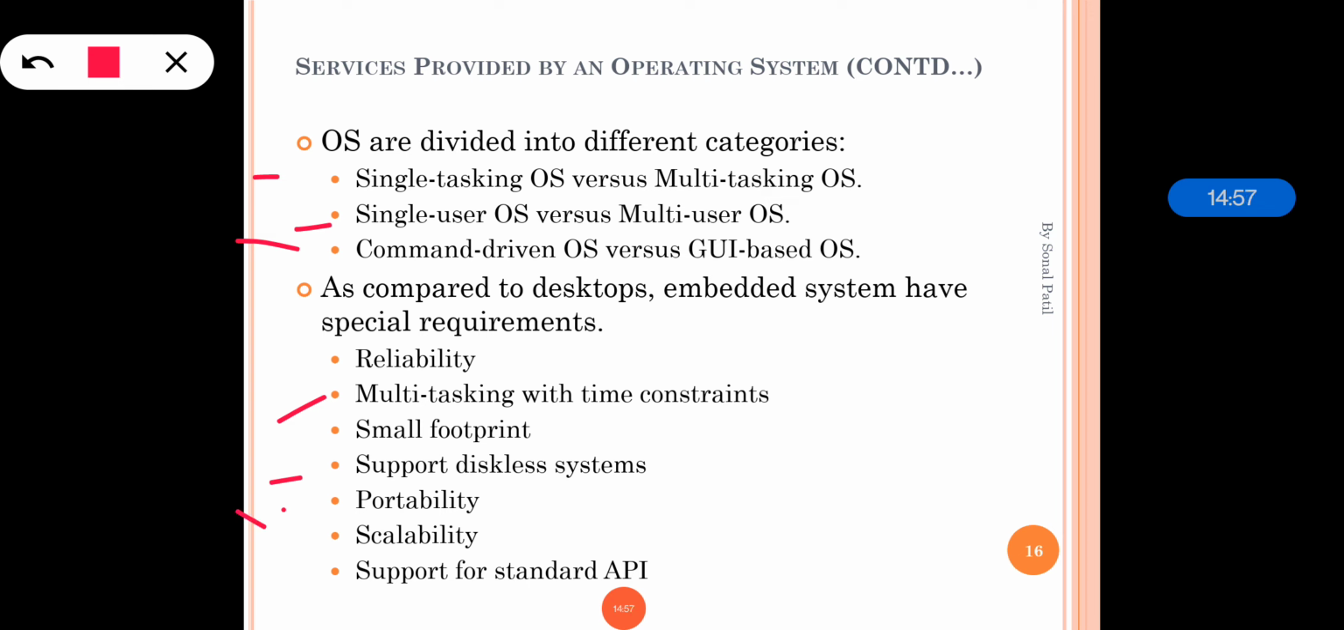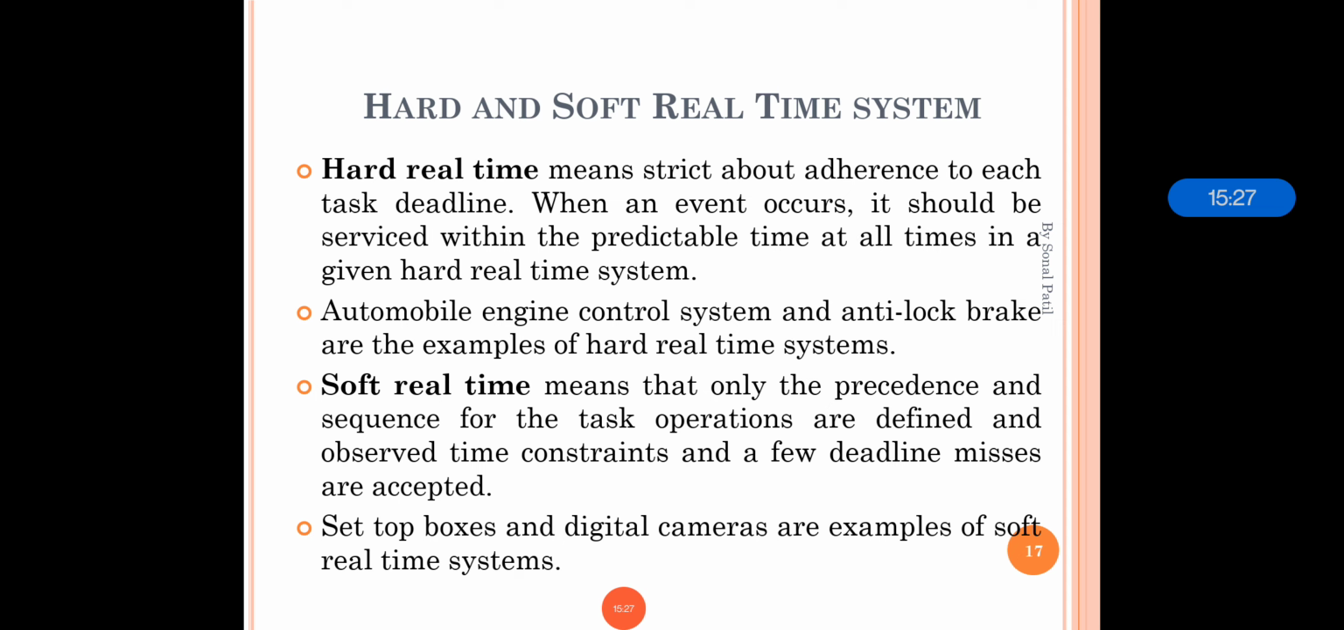Portability: a variety of processors are available for developing embedded systems, and because of that, an important requirement of an embedded operating system is portability and scalability. The embedded operating system may be used for an 8-bit microcontroller or a 64-bit microprocessor, so scalability is very important. Support for standard API: the application software is developed using the API, that is application programming interface, which is nothing but a set of function calls.